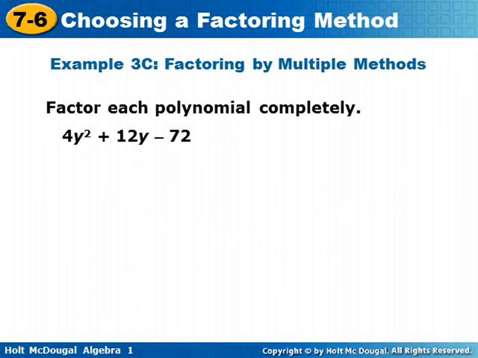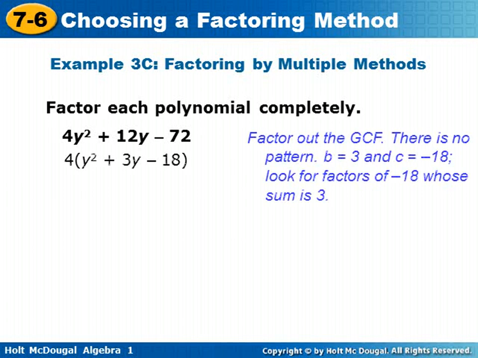Factor each polynomial completely. 4y squared plus 12y minus 72. You're going to factor out the greatest common factor, which is a 4, leaving y squared plus 3y minus 18 inside. There are no patterns. It's not a perfect square trinomial, so we're simply looking for two numbers that when multiplied give us negative 18 and added give us 3.